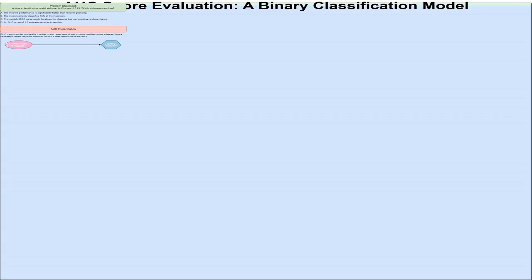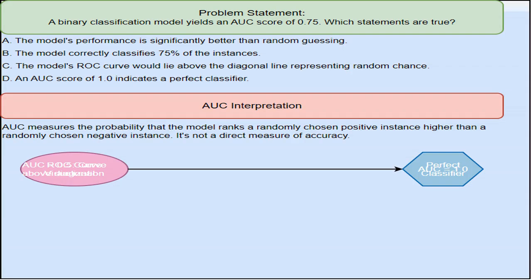This sets up the problem. You get an AUC of 0.75 from a binary classification model. The goal is to determine which statements about this result are correct. This part sets the stage. It introduces the concept of evaluating a binary classification model using the area under the receiver operating characteristic, ROC, curve. The AUC is a key metric to quantify this.